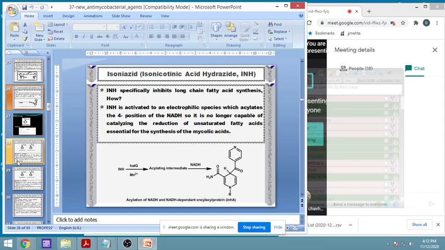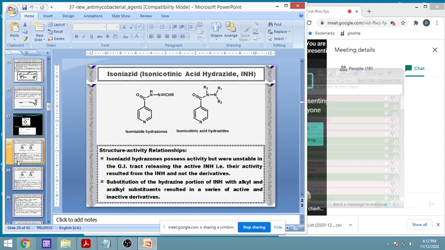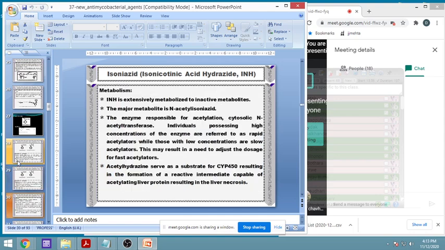So isoniazid is actually the short name of isonicotinic acid hydrazide. It is specifically inhibiting long chain fatty acid synthesis, which is activated as an electrophilic species with acetylases at the 4 position of NADH. So it is no longer capable of catalyzing the reduction of unsaturated fatty acids, which are essential for mycolic acid. This is the structure. Then structure activity relationship: this is the only one which is active in this class.